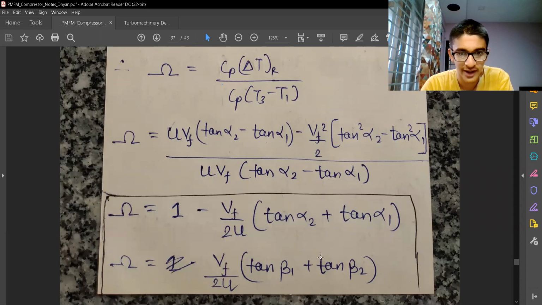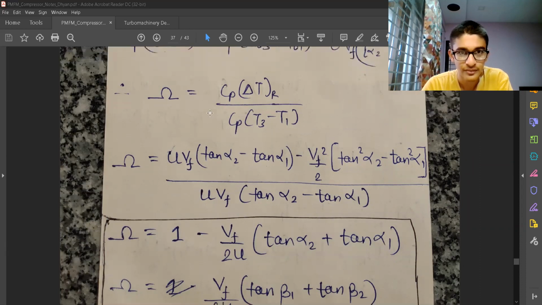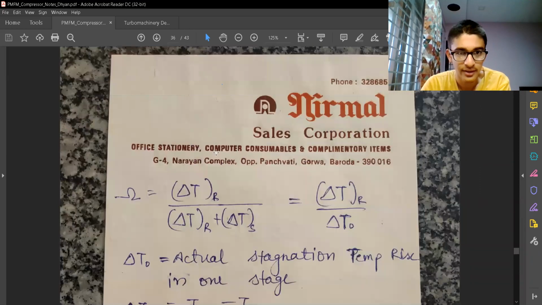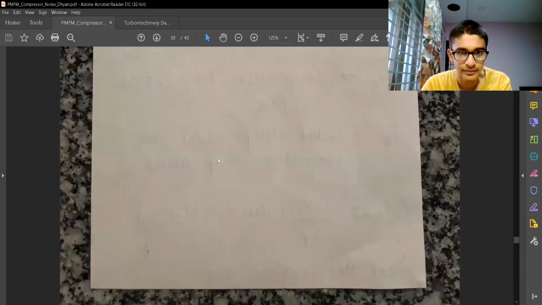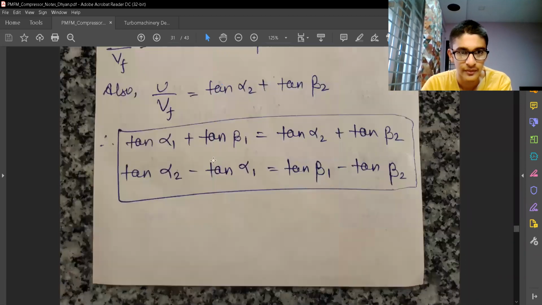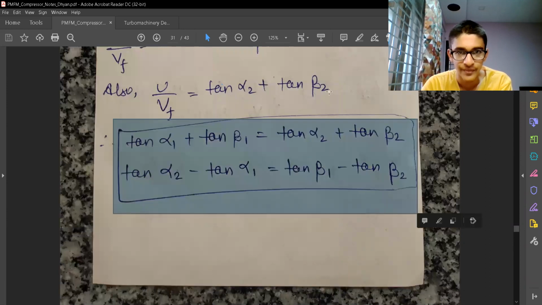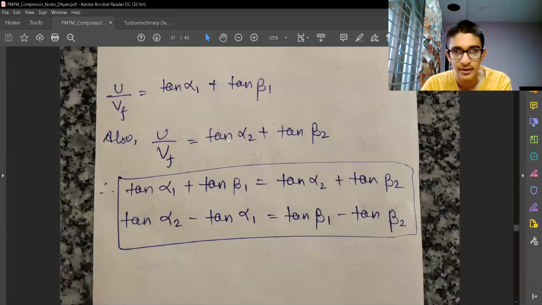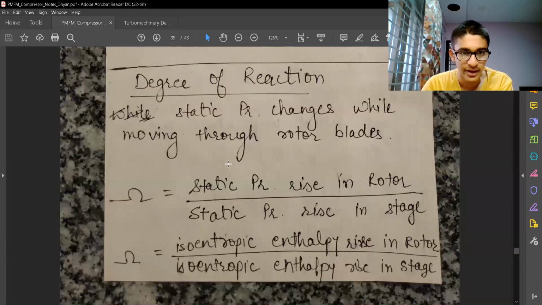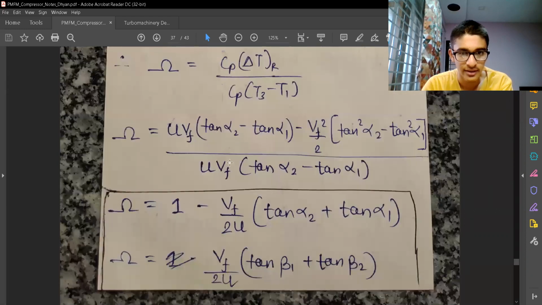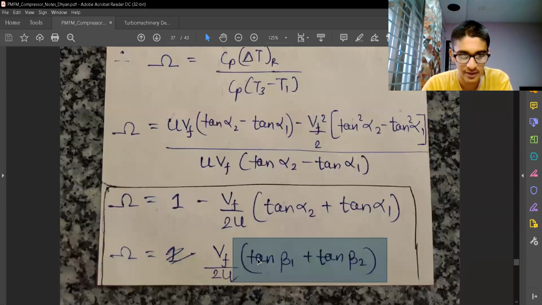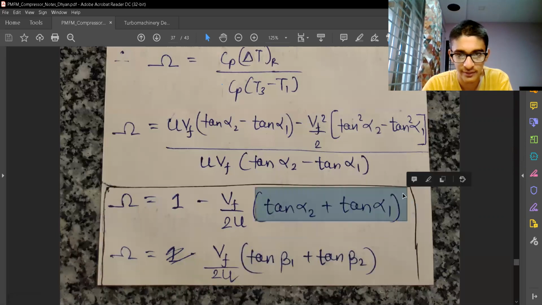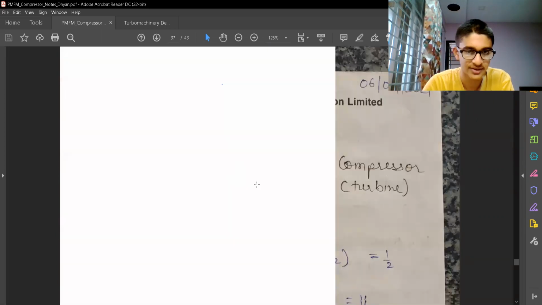And earlier, using one of the expressions, we equated and had a relation between tan alpha 2, tan alpha 1, tan beta 2, tan beta 1. If you want, I can go through that again. So here are the relations. These two relations are used again, and we have made some changes to get and use beta in our degree of reaction. So we have alpha in one of the expressions, and we have betas in another expression.